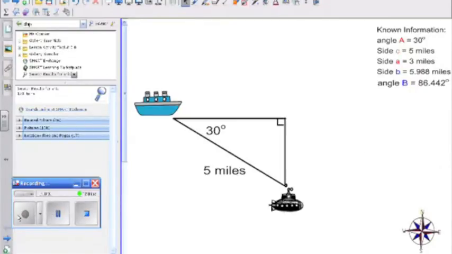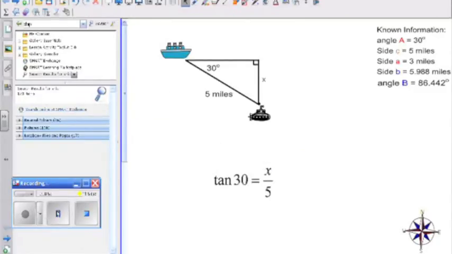Now let's look at the bigger of the 2 right triangles formed by the 90-degree angle. Using the tangent formula, which is opposite over adjacent, we can find the length of this side, which we will refer to as x. Plug in your values and solve. x is equal to 2.887.